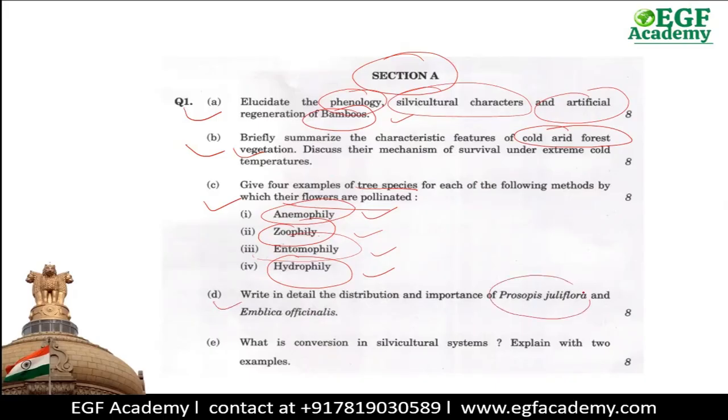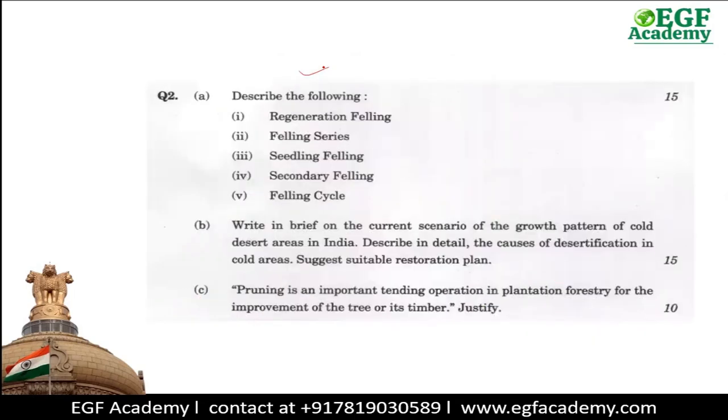Next question is Prosopis juliflora. Many questions are asked about this Prosopis. Its distribution and importance have been asked. Prosopis juliflora and Emblica officinalis. Then next question is about silvicultural systems. Then describe the following: regeneration felling, felling series, seedling felling, secondary felling, felling cycle. You have to explain all these.